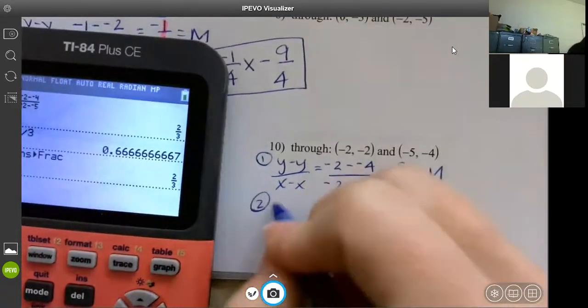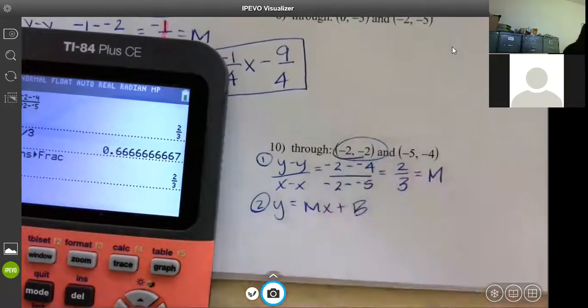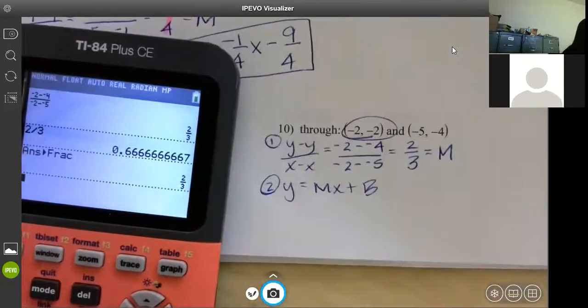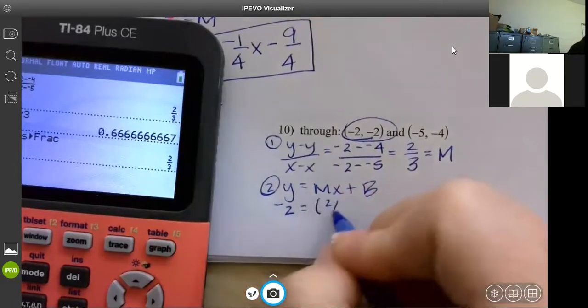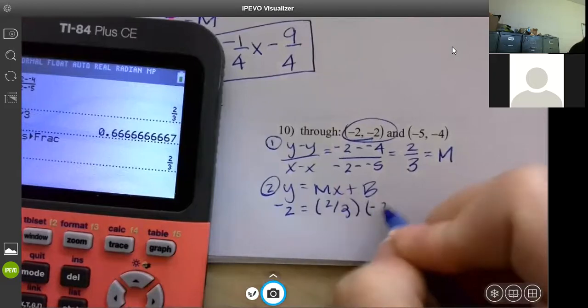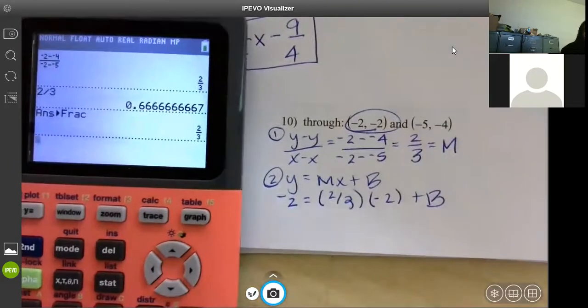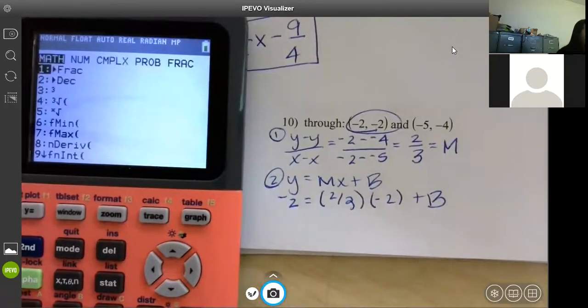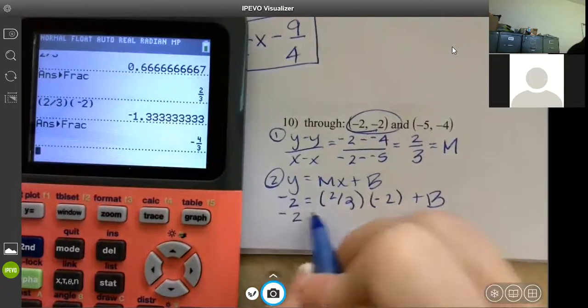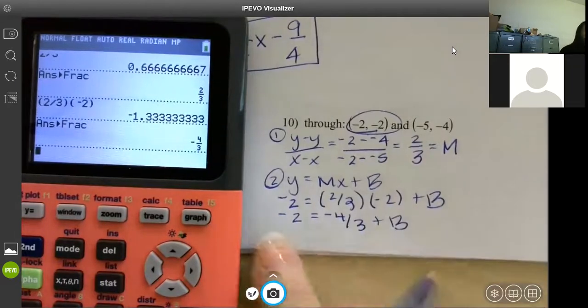We're going to plug in. You can pick either one. I like -2 because I know I can't screw that up. Y is -2. M was 2/3, X was -2 as well. We want to multiply 2/3 times -2. You see we get a nasty decimal, so we do math, enter. We get -2 equals -4/3 plus B. How do I get -4/3 on the other side?